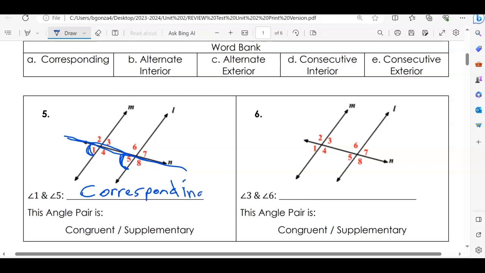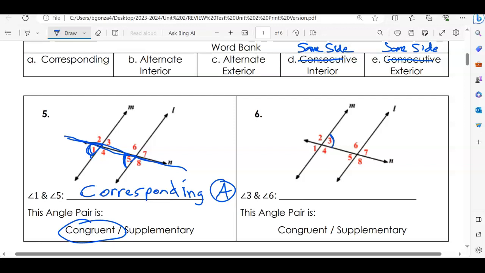Sorry, my pen is giving me trouble here, which is A, okay. And something you got to know, if you look at it, they're both acute, they're in the same position, they're in the same zigzag. Corresponding is congruent, okay? Now I want you to notice something real quick. On these answers, again, when it says consecutive, you can think of that as same side. Same side. Cool.